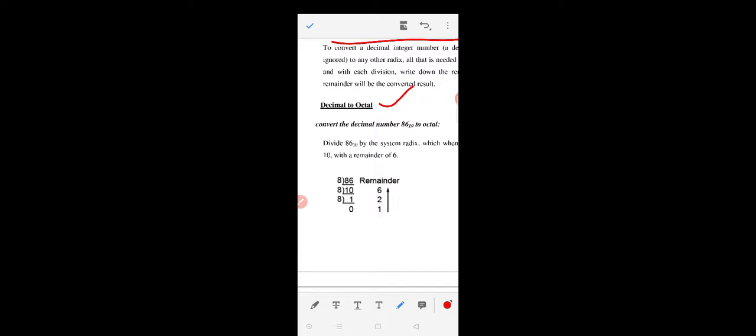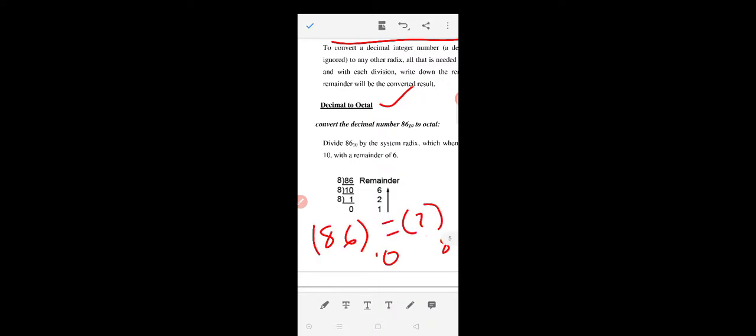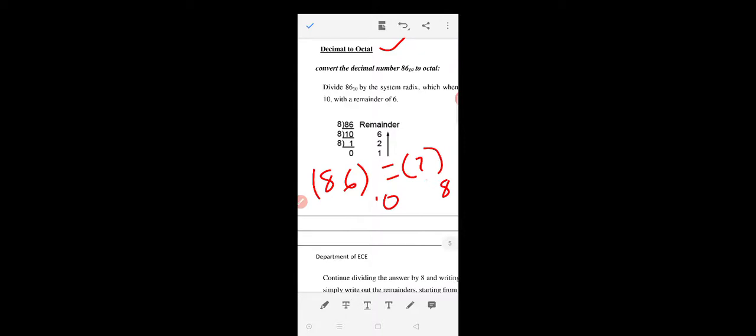Here the example is 86. Questions like this come in examinations sometimes. What is the octal equivalent of decimal 86? To get it, you just divide by 8.